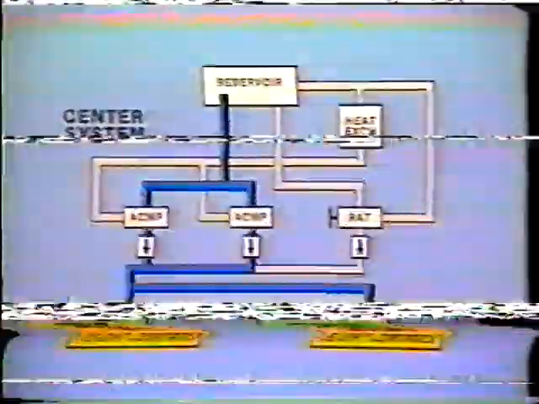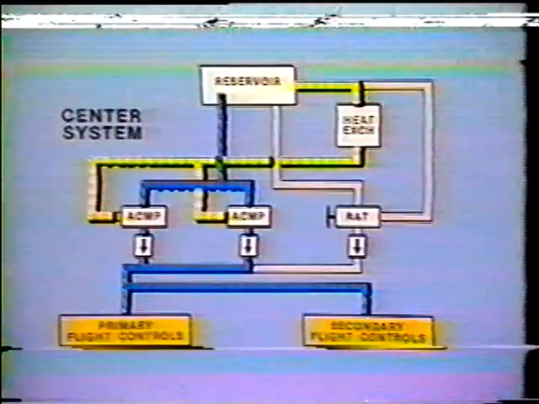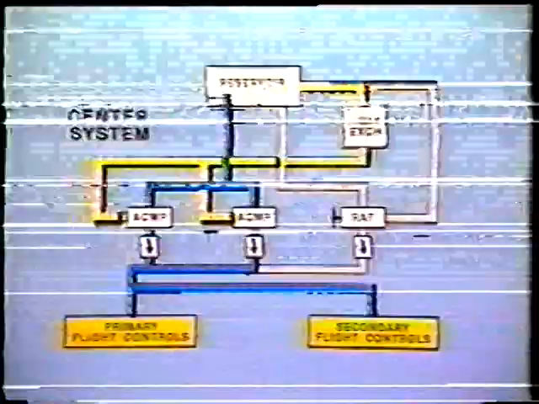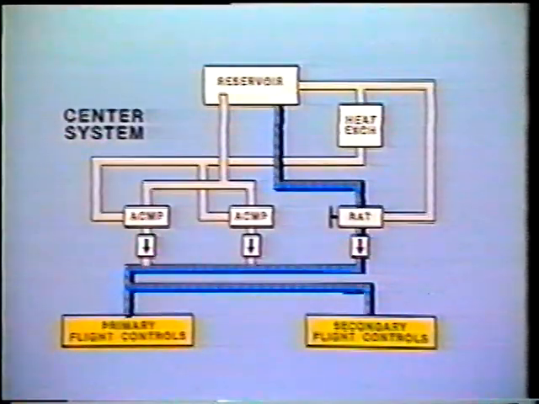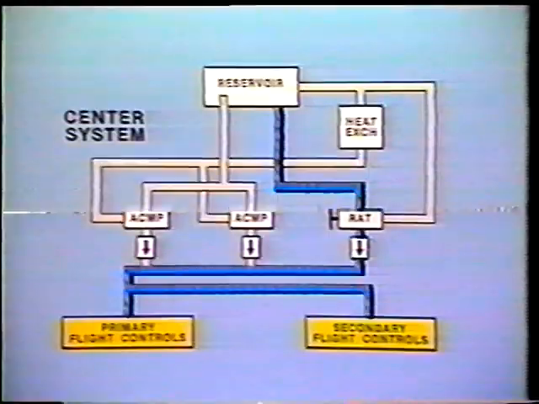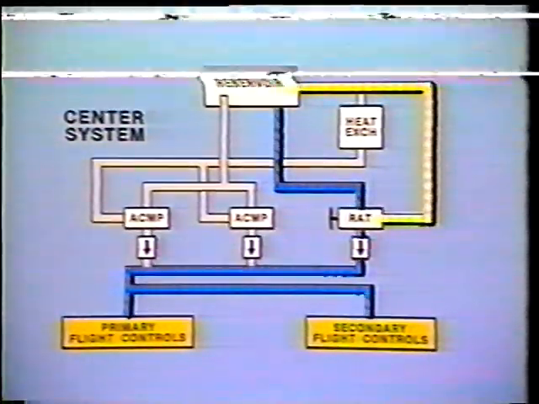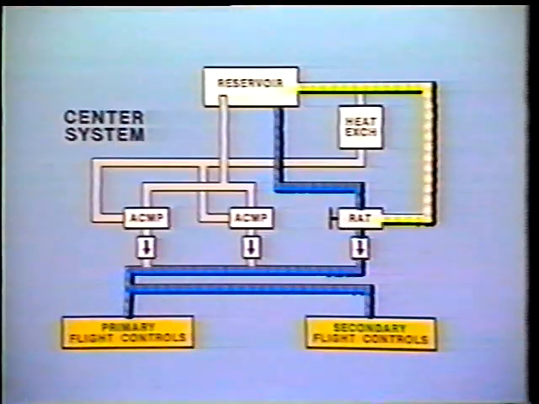The reservoir, pressurized by the reservoir pressurization module, cools and lubricates the pumps and passes through a heat exchanger before returning as pressure from the ACMP for primary flight controls. The RAT is the emergency source of power for the system. Fluid from the same reservoir supplies the RAT. The hydraulic fluid is then returned to the reservoir while passing through the heat exchanger.